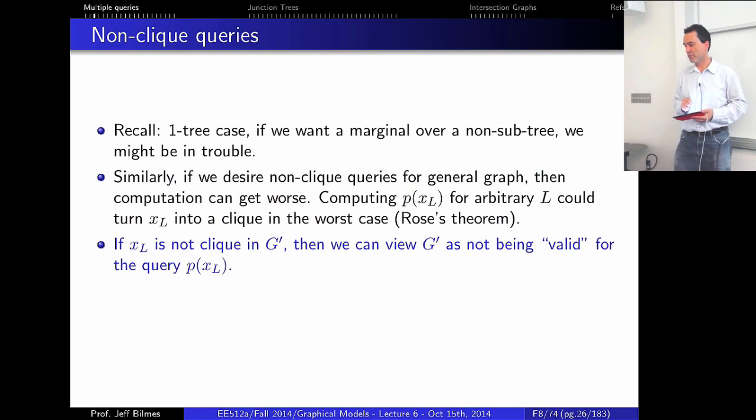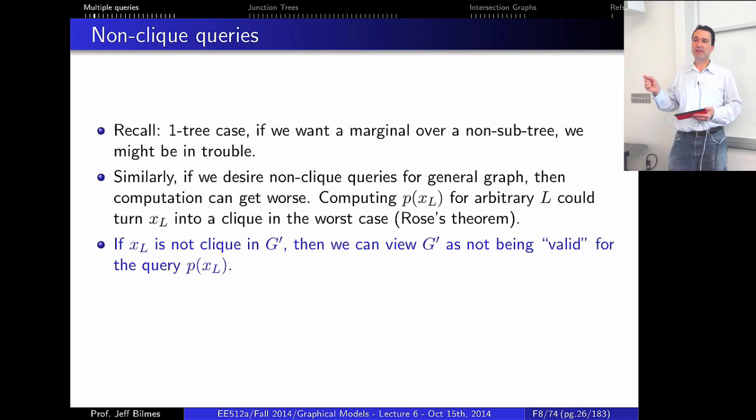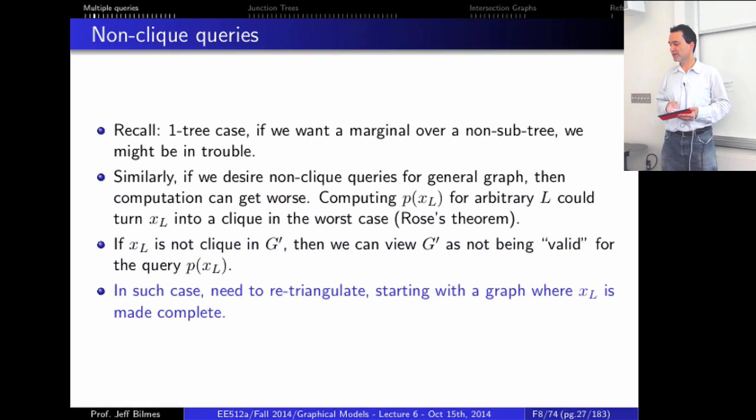One way we could look at this is that if we triangulated a graph via the elimination process, and then somebody comes up with an L, which is not a clique in the triangulated graph, then we can say that it is an invalid query for that triangulation. That triangulation doesn't cover that query, so it won't work. But the question is, what do we do in that case? There's an easy fix, although it might not be a very computationally attractive fix. At least conceptually, there's an easy fix.